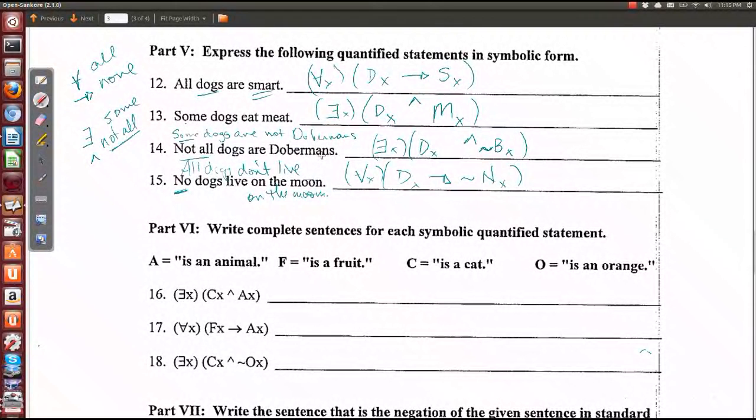On part 4, I'm given the symbols, and I want to write the sentences. So I see existential, and the keyword for existential is some. So some what? Something that is a cat and it is an animal. So I want to say some cats are animals.